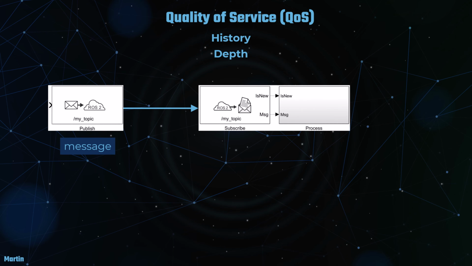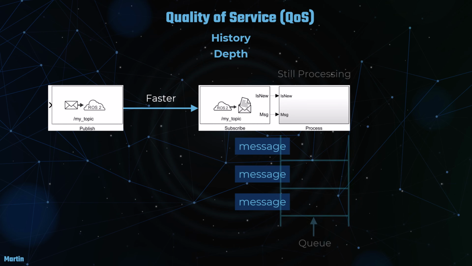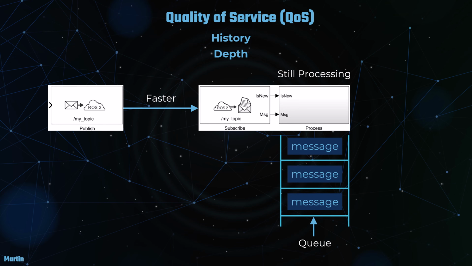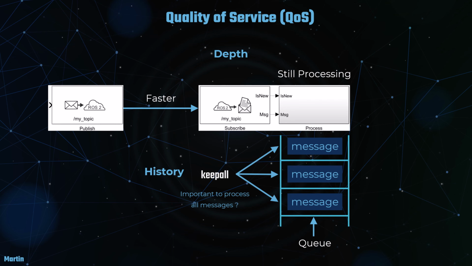Let's start with the concepts of history and depth. A publisher sends a message to a subscriber, but the subscriber requires some time to process the message. Imagine the publisher is sending a large number of messages, which accumulate in a queue on the subscriber's side. If the history is set to keep all, the ROS2 network will store all samples, subject to the configured resource limits of the underlying middleware. This is crucial when it is important to process every message.